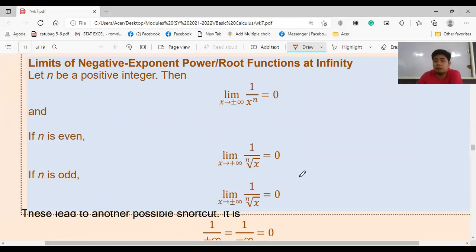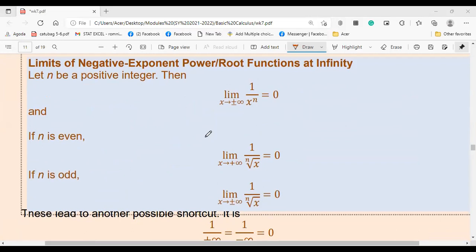Let us now talk about the limits at infinity. The limits of negative exponent. Now, negative exponent power or root functions at infinity. Okay? And kapag sinabi nating negative exponent, you may have x raised to negative 3, x raised to negative 1/2, x raised to negative 5 over 4. Ibig sabihin ng mga ganito, these are the negative exponent.